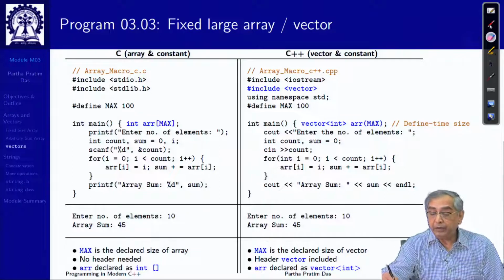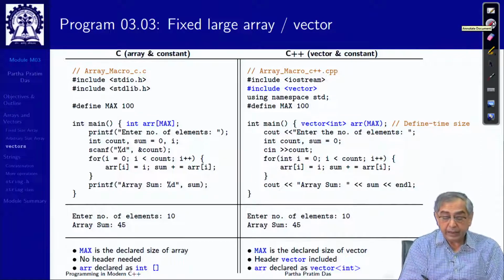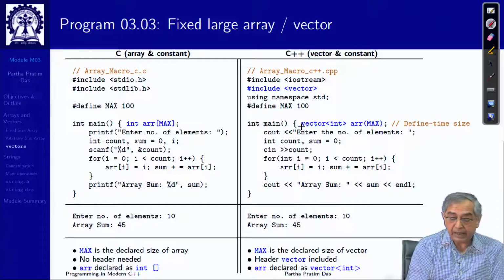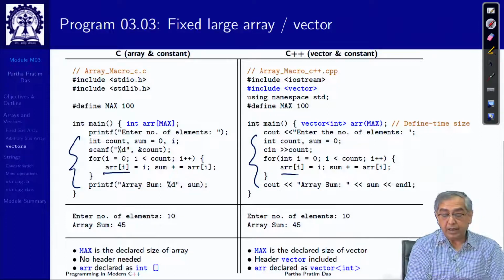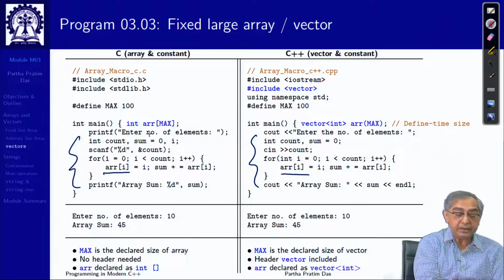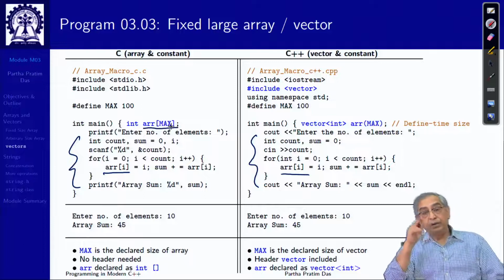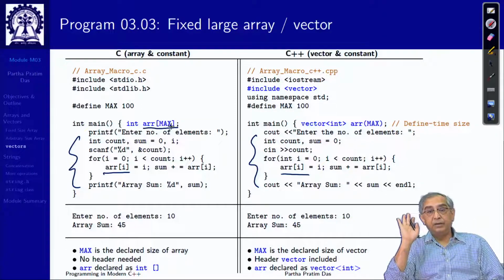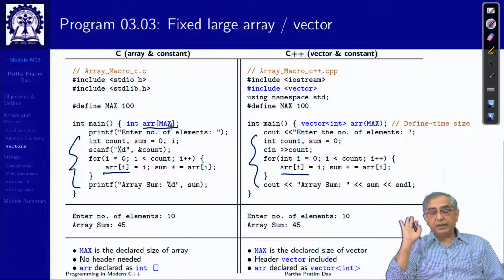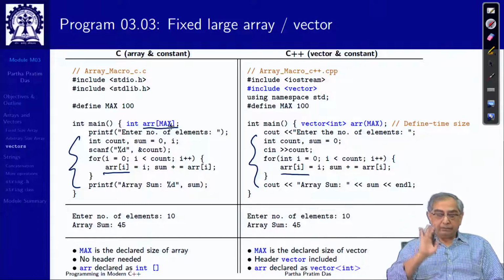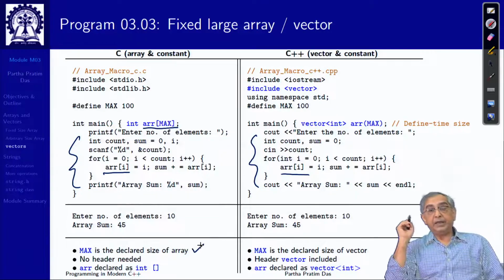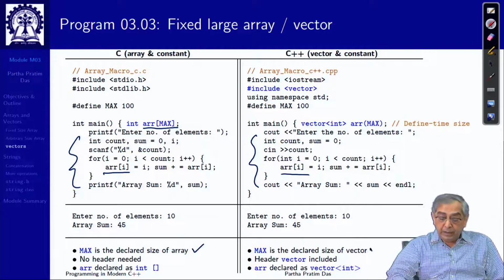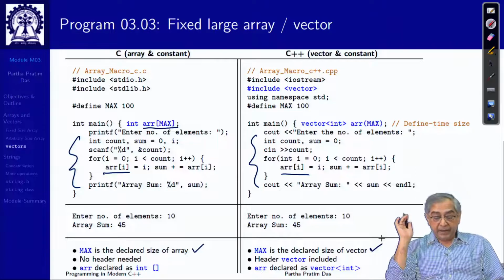So, if I do that, then once I have declared that, I can use it exactly in the same way. There is no difference. I have not declared it with this array notation, but I can use the array notation. Nothing else changes, it is just the declaration that is different, and the same program works. So, max is the declared size of the array, max here is the declared size of the vector.